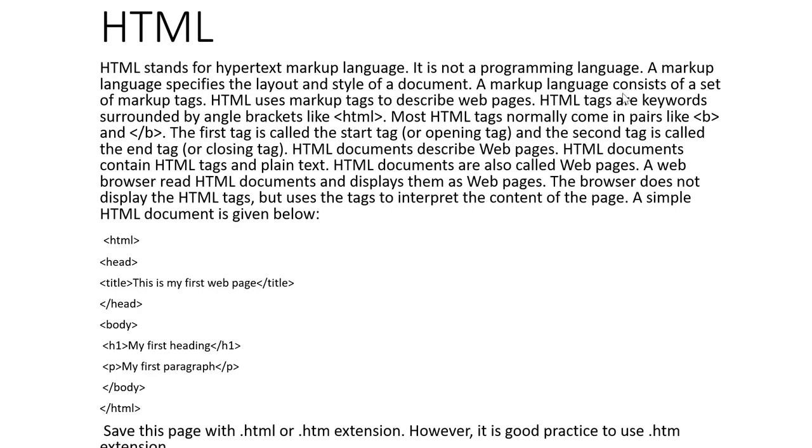A markup language consists of a set of markup tags. Markup language consists of different types of markup tags. HTML uses markup tags to describe web pages. HTML uses different types of markup tags to describe web pages. HTML tags are keywords surrounded by angular brackets, like <html>. These are surrounded by two angular brackets.